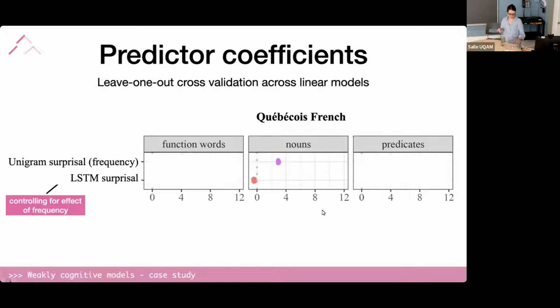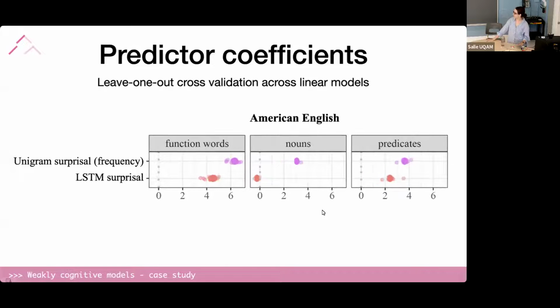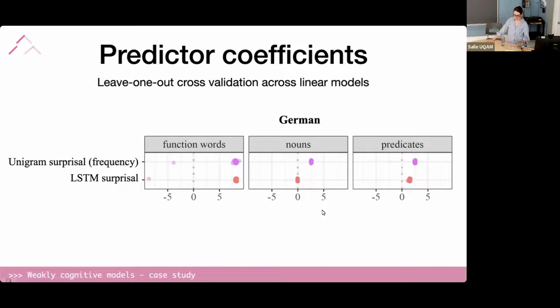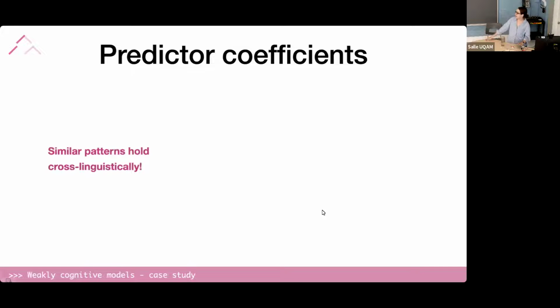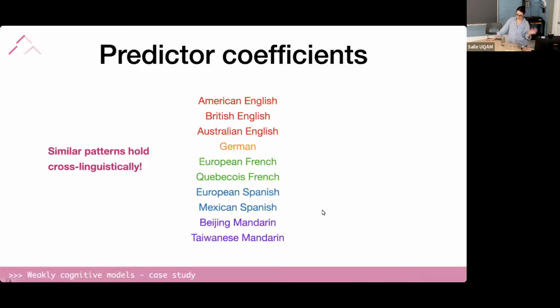What about function words and predicates? Here we get a really different picture. So here we do actually see that considering context beyond frequency, so considering previous words that were said in a sentence, actually does start to matter for function words and predicates. And as it turns out, this pattern holds for a bunch of different languages. Here's American English, here's German. And so we see similar patterns cross-linguistically, across different dialects and different languages.